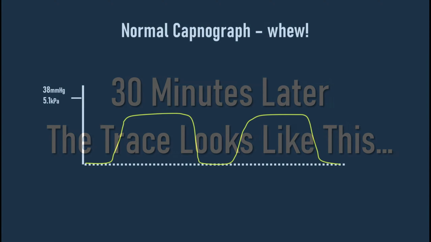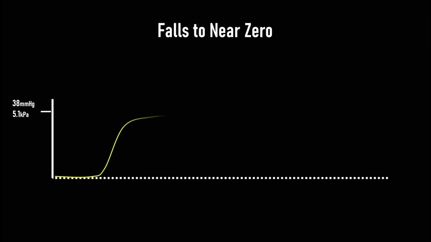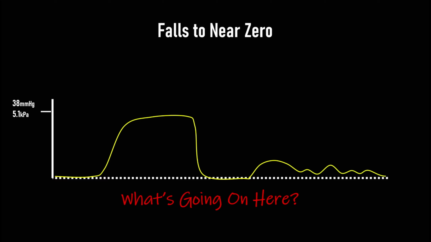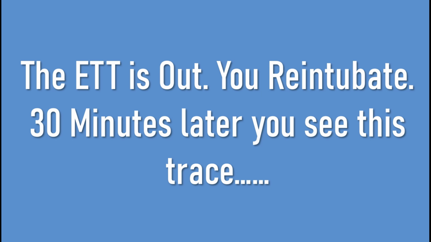However, 30 minutes later, the trace looks like this. It falls to near zero. What's going on here? This is indicative of a major leak in the breathing system, a disconnection from the mechanical ventilator or accidental extubation. The ET tube is out, you reintubate, and 30 minutes later you see this trace.